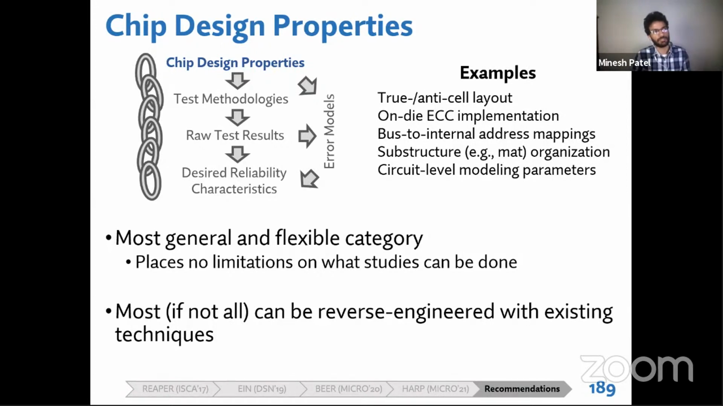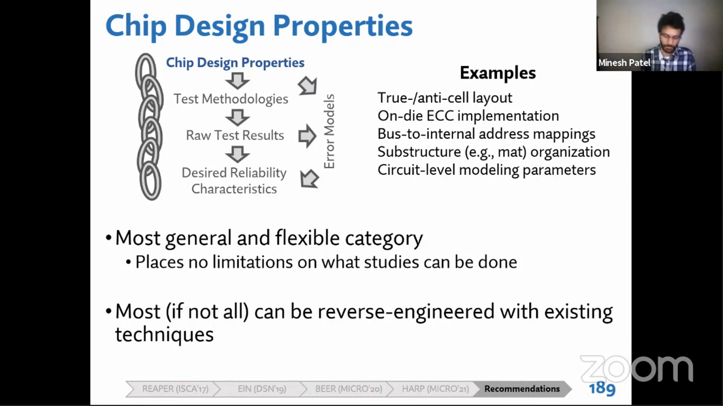But there are potentially complexities hidden in there. For example, rows and columns that are used for row and column sparing might use a different true and anti-cell layout, in which case revealing this would require additionally revealing other information. And a lot of works have discussed that row and column sparing is very much tied to yield and other manufacturing concerns, and we don't want to reveal that information.